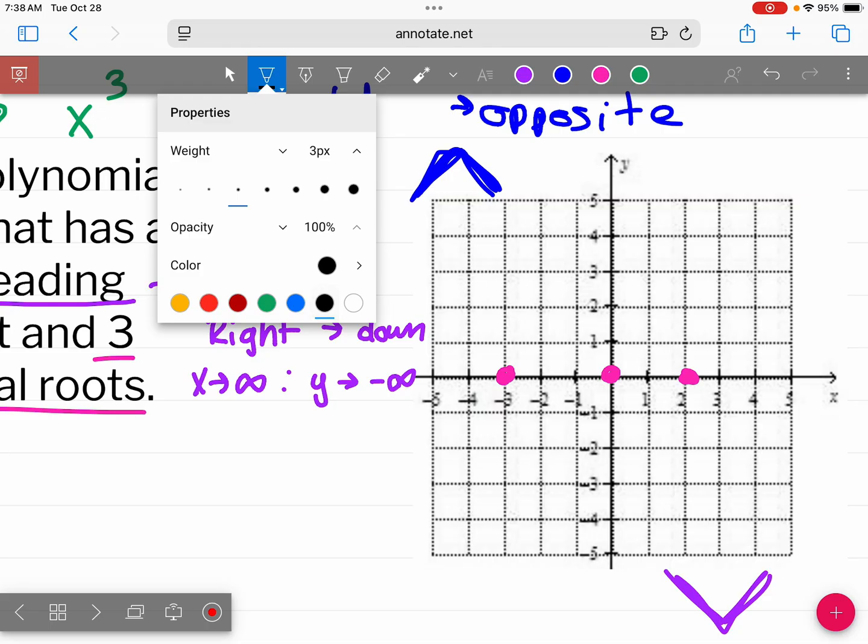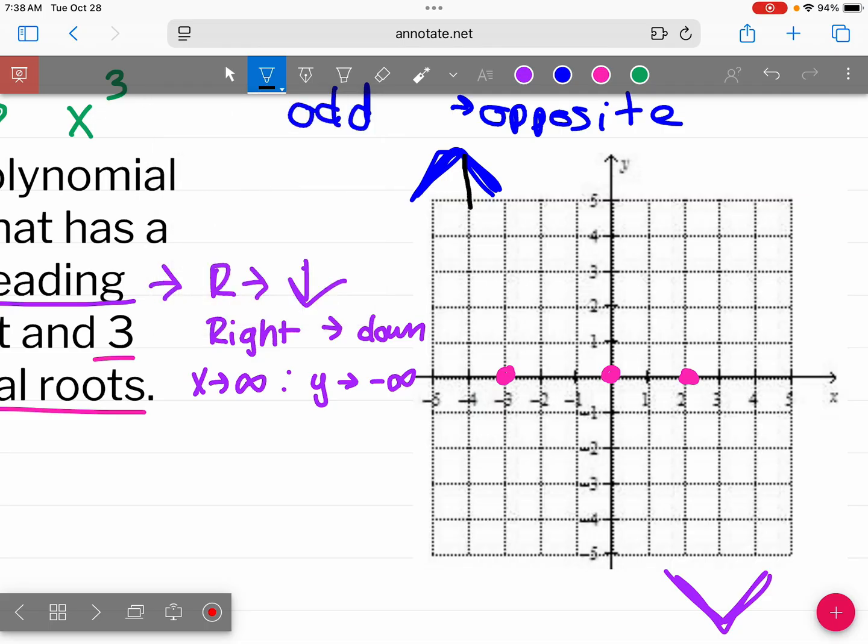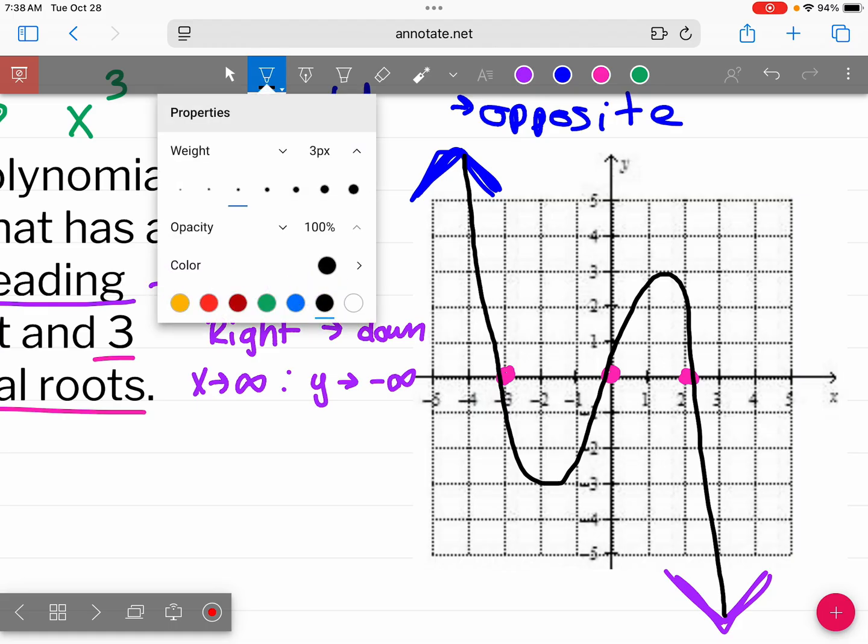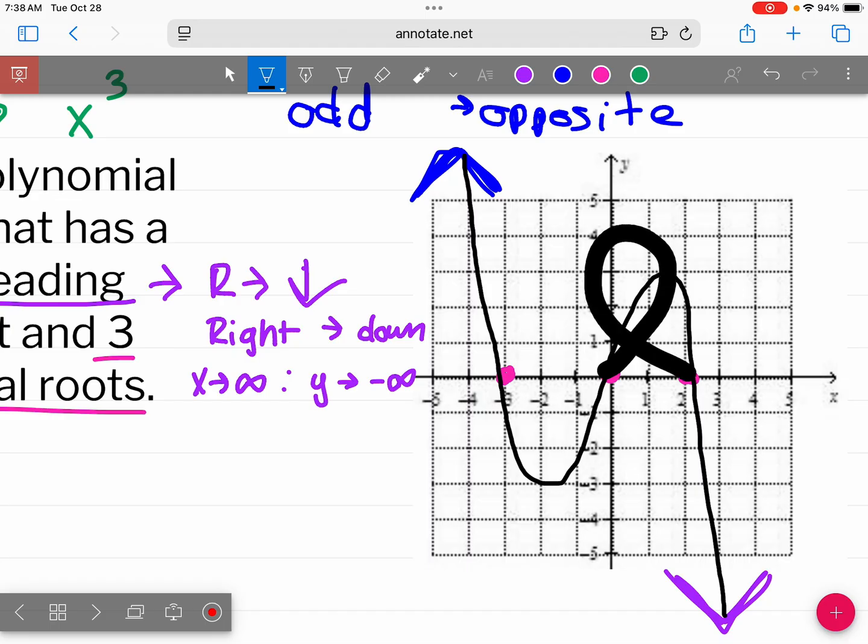And then we're going to connect these up. When we're dealing with polynomials, these are always going to be functions. So we can make cool looking roller coasters as long as there's no loop-de-loops. Do not do something like that. That is bad. That's what I mean by no loop-de-loops.